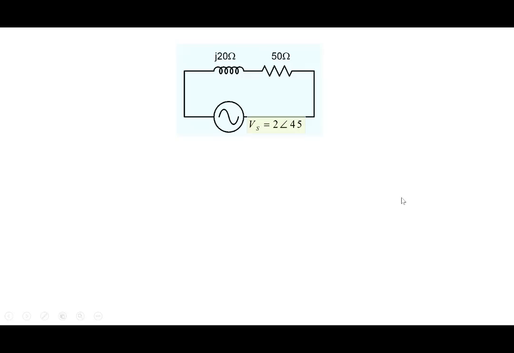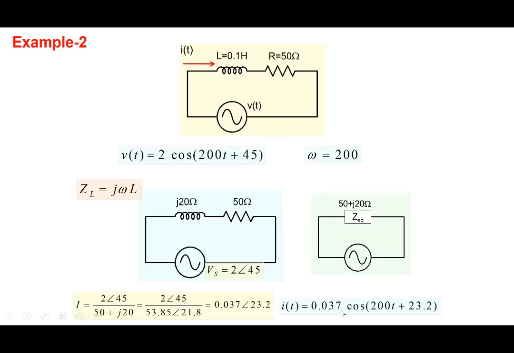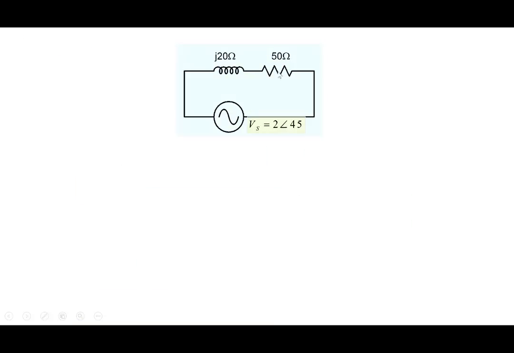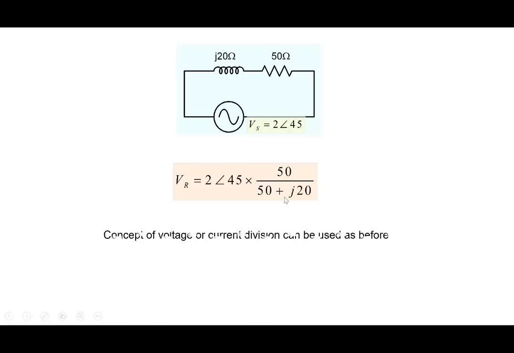Okay. All right. So we found out the current flowing through the system. Suppose you wanted to know the voltage drop across the resistor. The concept of voltage division is valid, all those things are valid here. So Vs is 2 angle 45, the original voltage, and it will divide between these two. If you're looking for the voltage drop across the 50 ohms, it would be 50 divided by the net impedance, 50 plus J20. So the concepts of voltage or current division, all those things that we have studied, are all valid.